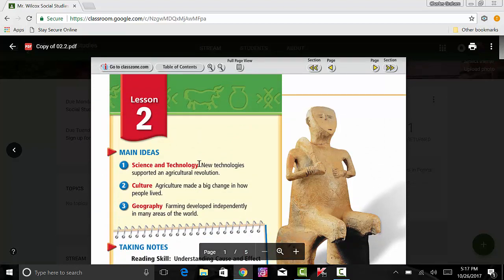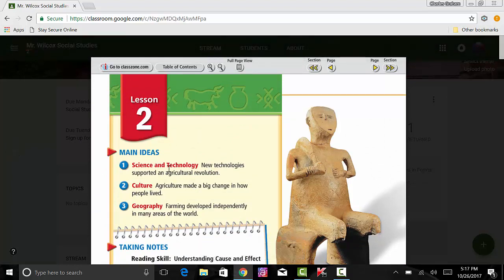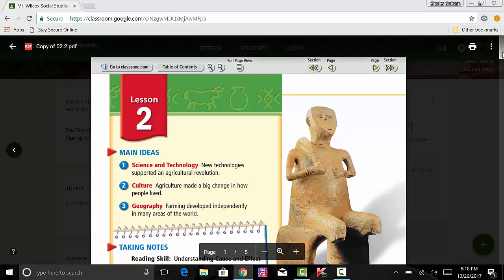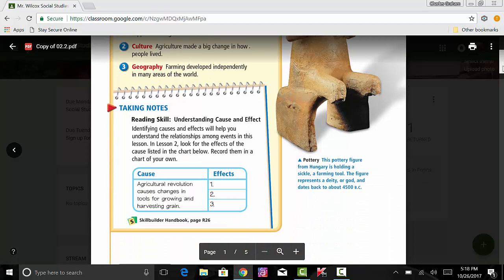So this is lesson 2. Our main ideas in science and technology are: new techniques supported an agricultural revolution. If you don't know what that is, you're going to be reading about it, and you'll know more information about this when you get finished. Culture: agriculture made a big change in how people lived, which is a huge change, and it has a lot to do with how people live today. Geography: farming developed independently in many areas of the world. Okay, so that's basically what we're going to be taking a look at.